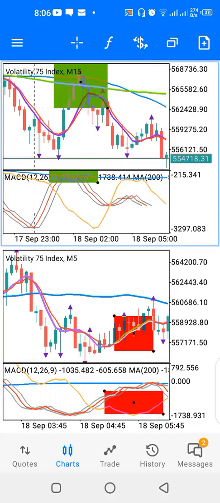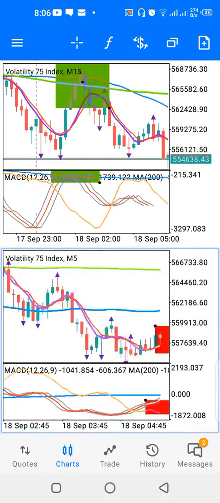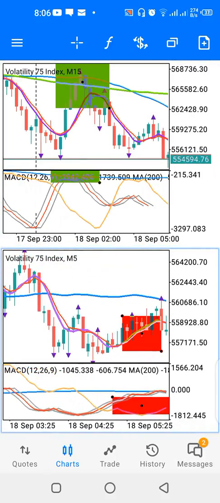So if you have that on the upper window and you have that on the lower window, then you can confidently place your buy trade, and then you make some points or some pips.